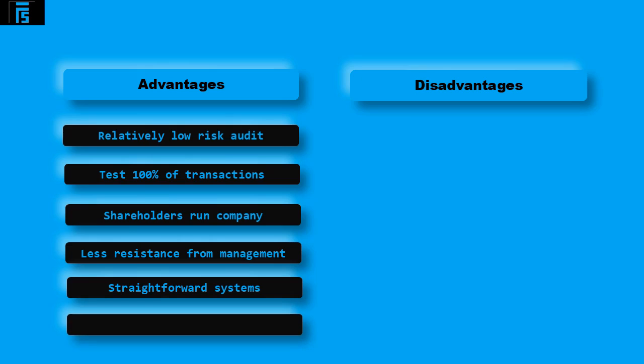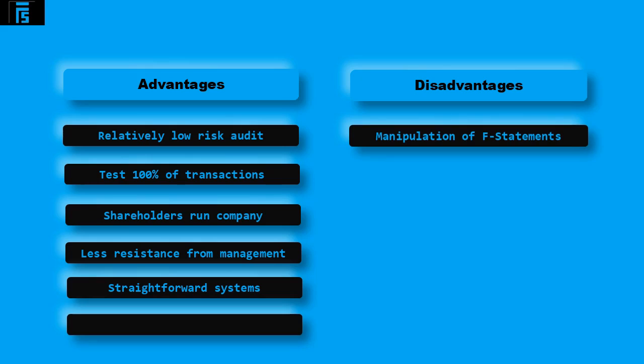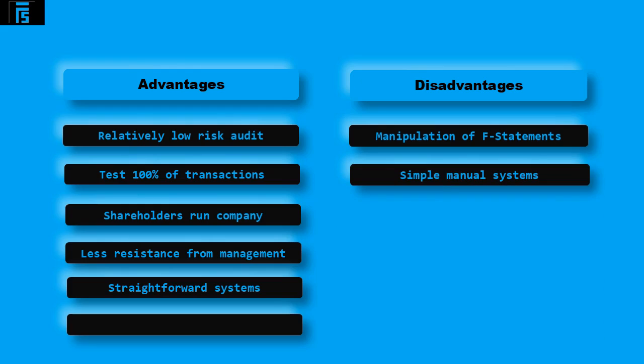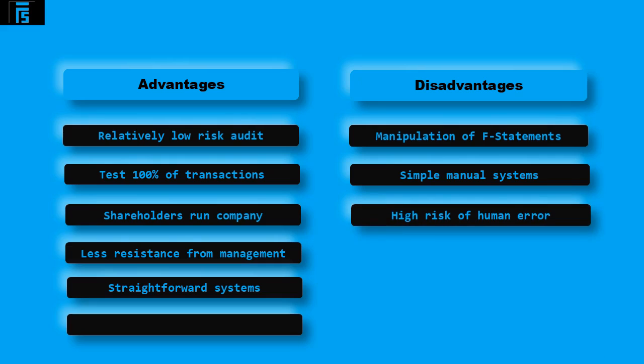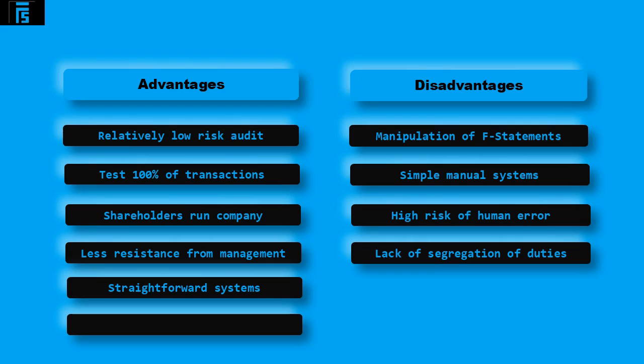Some disadvantages are: due to the direct control of the company by the shareholders, they are in a position to manipulate the figures in the financial statements or hide personal expenses. Simple systems can often be manual. This increases the risk of human error, which needs to be addressed by the auditor and identified. Due to limited staff, there may be a lack of segregation of duties. Having one staff member responsible for an entire control system can increase the risk of fraud.